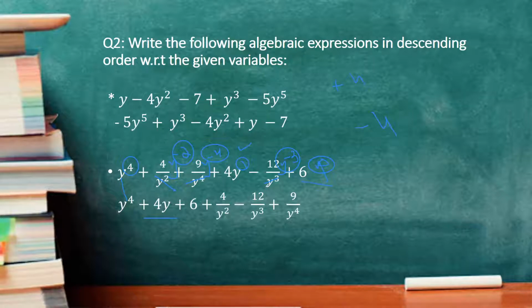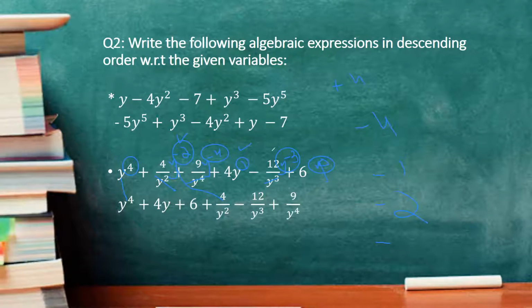Okay, the next will be +6. Now only the negative numbers are left. Between negative numbers, please remember this: -1 is bigger than -2, and -2 is bigger than -3. As negative numbers seem to get bigger, they actually get smaller. Is it clear? So here, from -2, -4, -3, which one is the biggest? -2. So I have written +4 over y square.